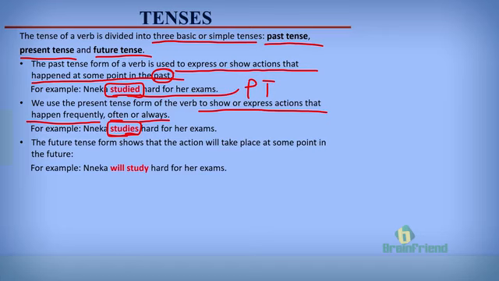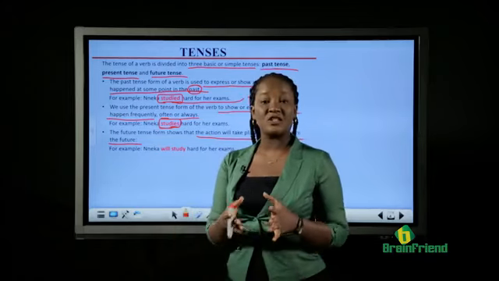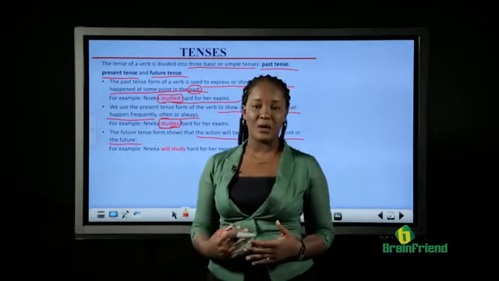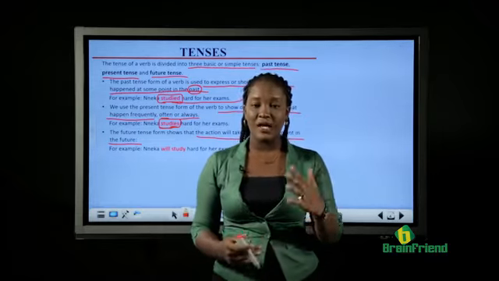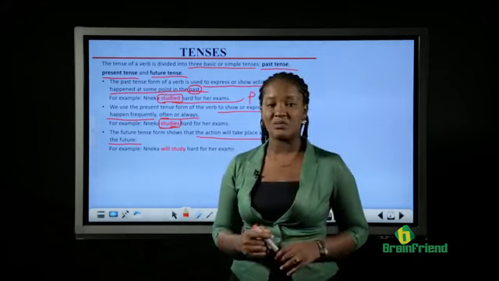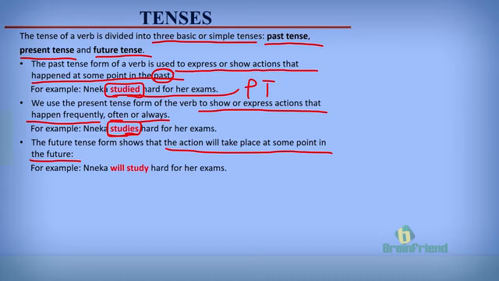That's what it means. The third tense here is the future tense, and we use it to show that the action will take place at some point in the future. The action has not taken place yet, but it will take place at some point in the future. The future can be a few hours from when you're speaking, tomorrow, next week, next month, next year, as the case may be. For example, Nneka will study hard for her exams. Nneka has not studied hard for her exams yet, but she will study hard for her exams. So, will study expresses the future tense.